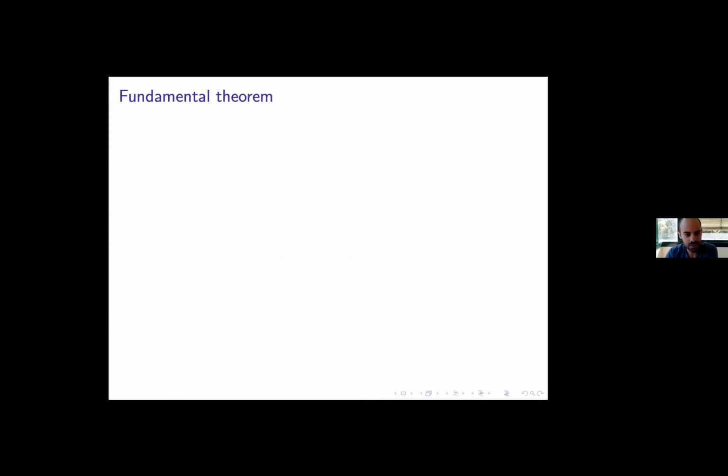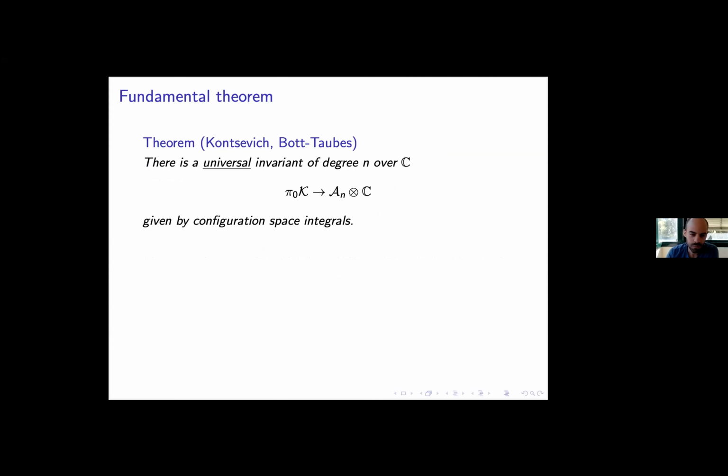So the big result about Vassiliev invariance is the so-called fundamental theorem. That's due to Kontsevich, and there's a similar but different approach by Bott and Taubes, which roughly says that there is a sort of universal invariant. Okay, so there is a degree n invariant, which is universal in the sense that if you take any other complex valued degree n invariant, then it factors through this complex vector space.